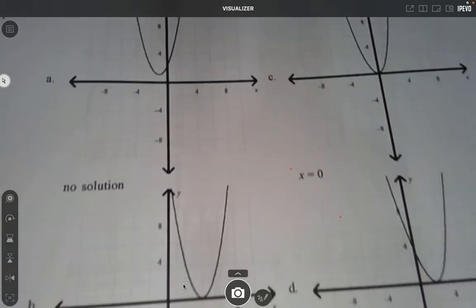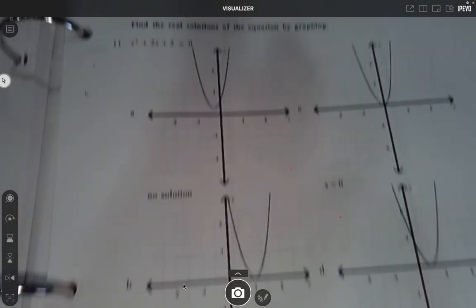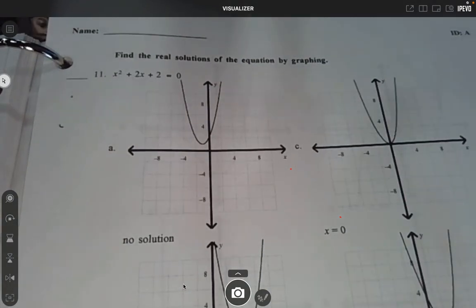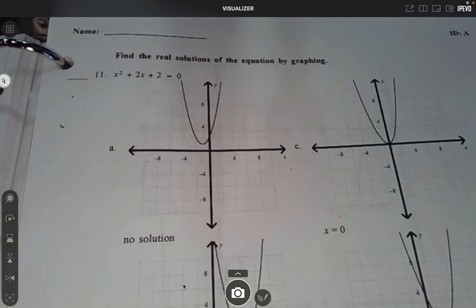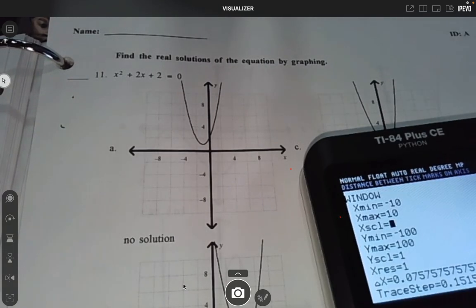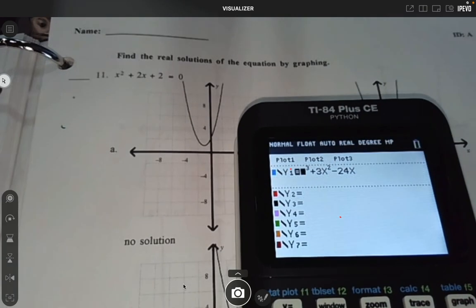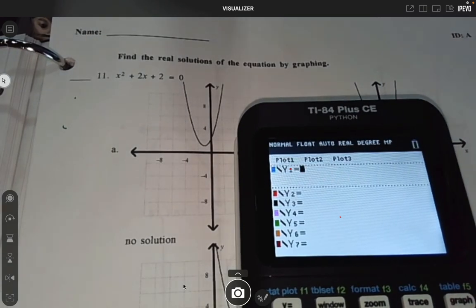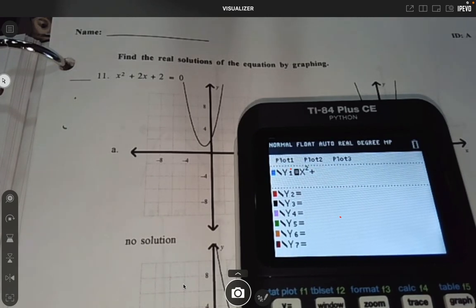Okay. This one says find the real solutions by graphing. Let's do 2 of these. I think there's only 1 on there. All right, but we need practice. So I'm going to press y equals and we graph. All right. So x squared plus 2x plus 2.